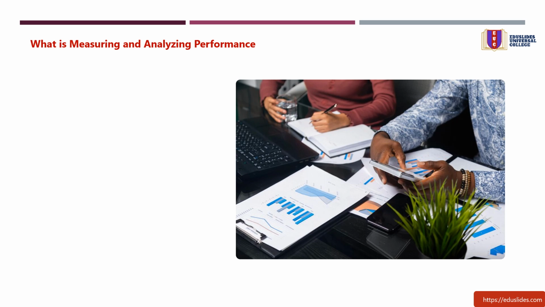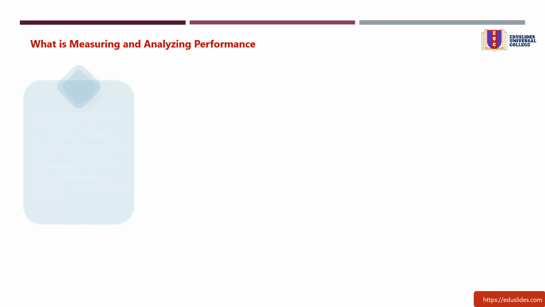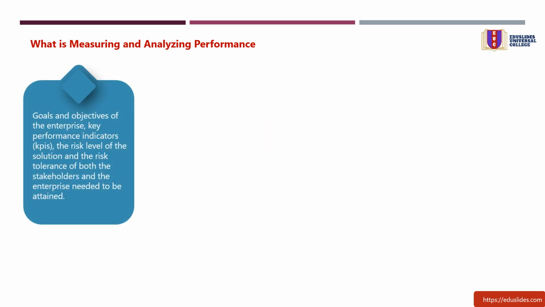To understand the performance measure's results, variables such as the goals and objectives of the enterprise, key performance indicators, KPIs, the risk level of the solution and the risk tolerance of both the stakeholders and the enterprise need to be attained. There are some elements that can help with the analyzing or measure business performance's tasks, and they are: 1. Solution performance versus desired value.